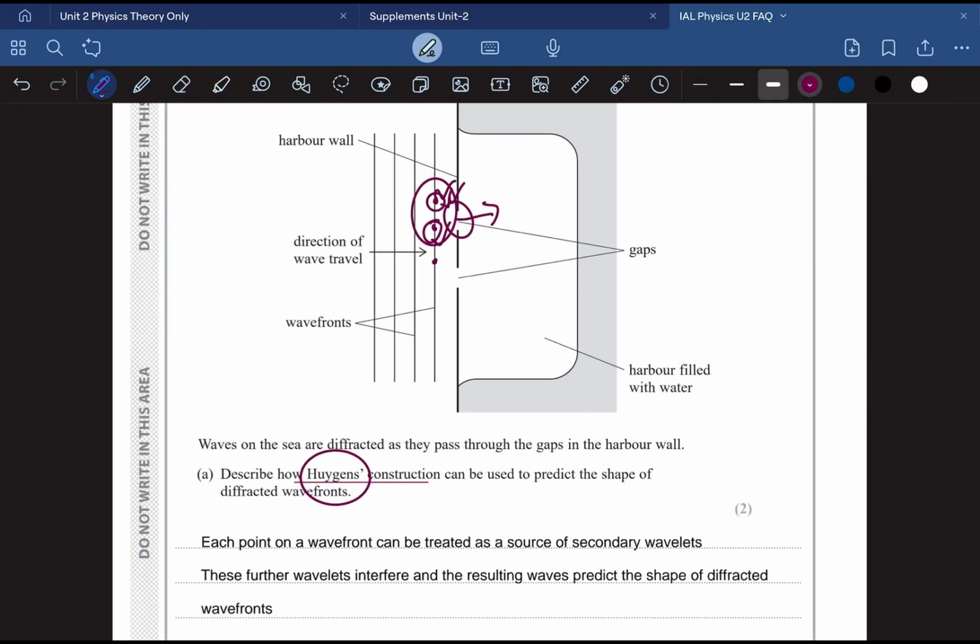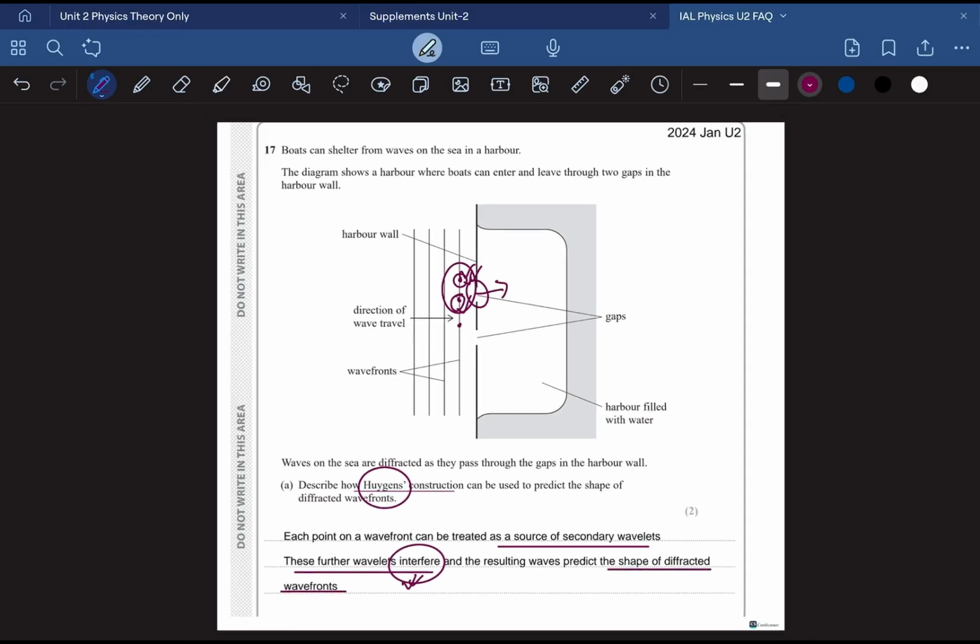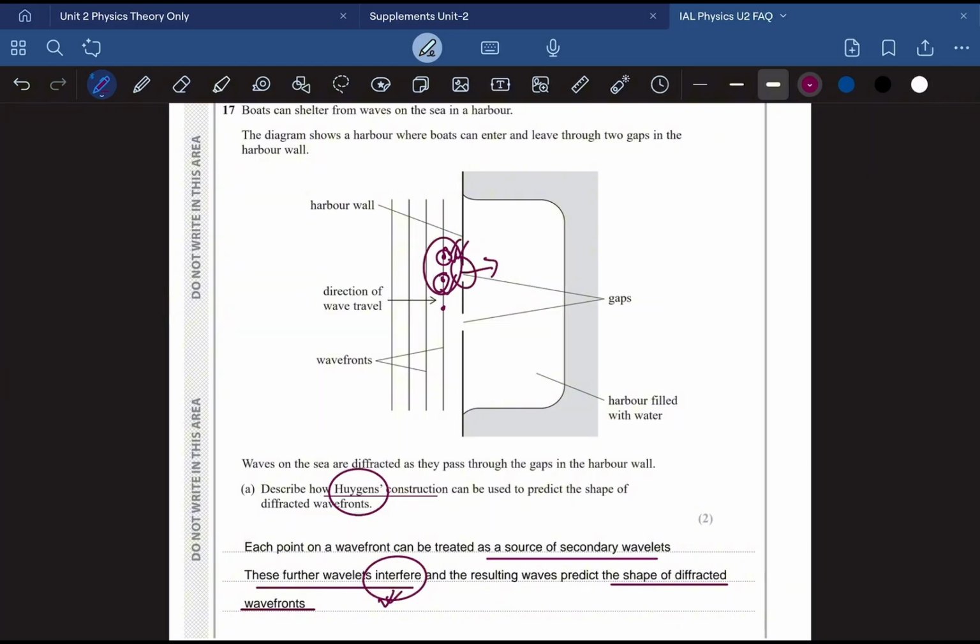Each point on a wave can be treated as a source of secondary wavelets. These wavelets interfere. There will be constructive or destructive interference between them, and whether there will be constructive or destructive interference will decide the shape of the diffracted wavefronts. So make sure you are memorizing these two points, because this is a common question as well.